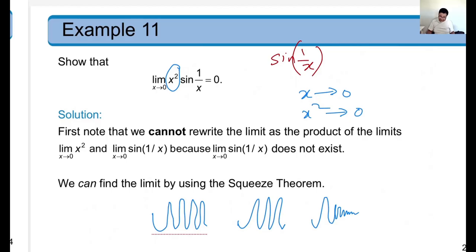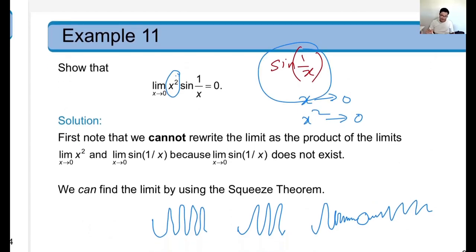And because of that, what will happen when you almost reach 0, x square will almost go to 0, and it will force you to be close to 0 as well. And that will force the limit to be 0, which was not the case if you just look at sine 1 over x. So this is a very interesting example. Now let me run through the slides here.